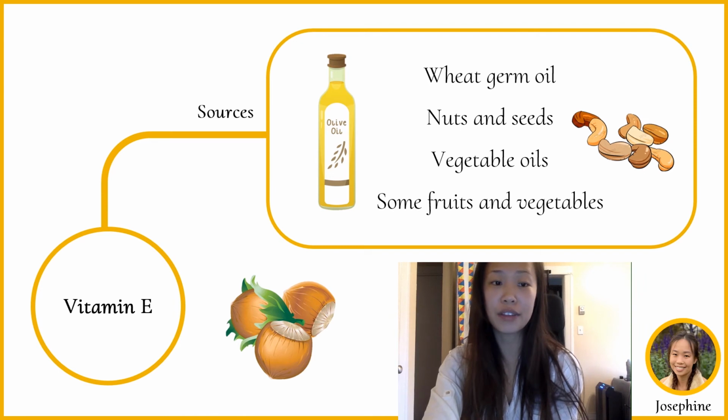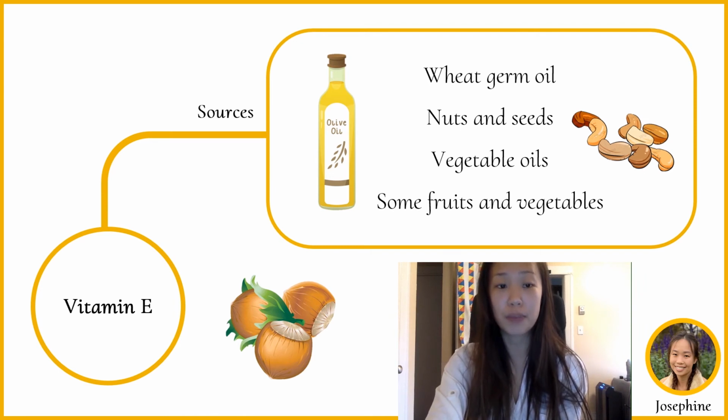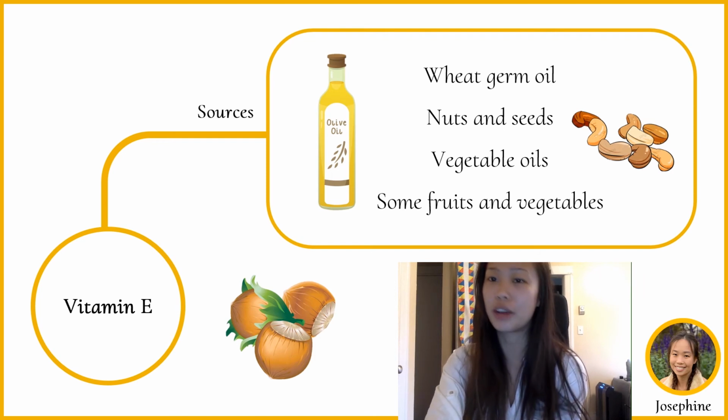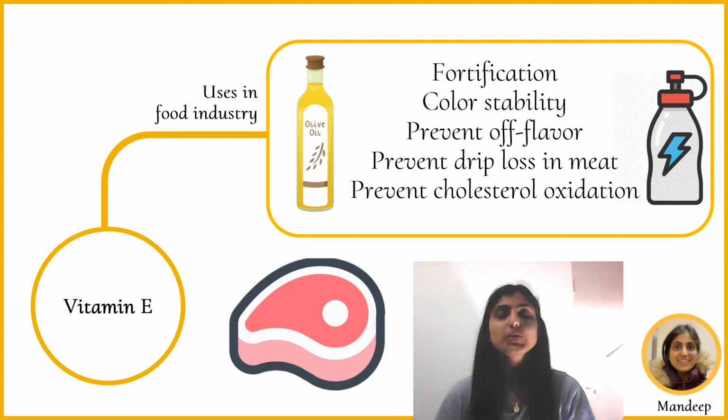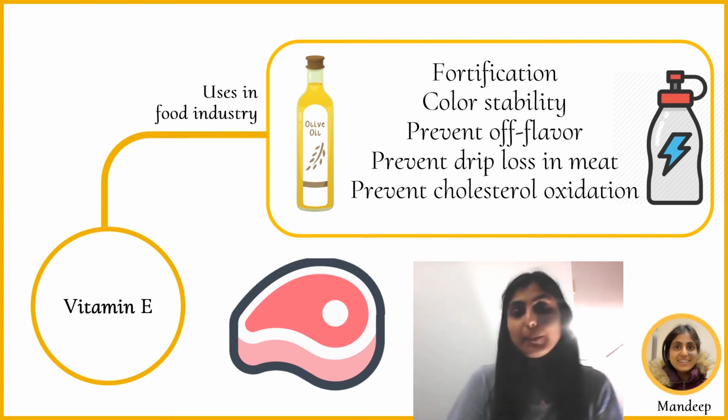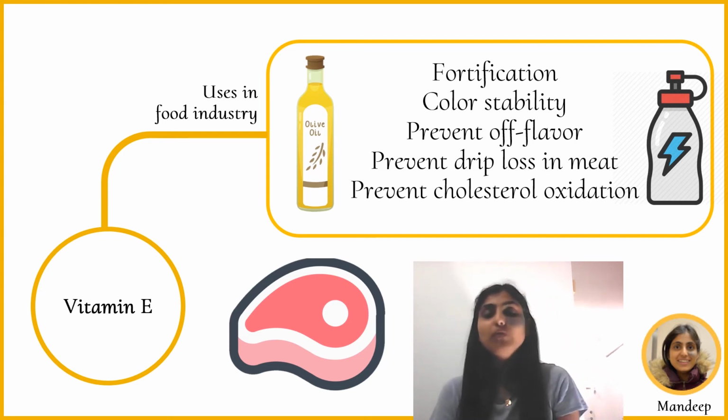Nuts, seeds, and vegetable oils are among some of the best sources of alpha tocopherol, and 1 tablespoon of wheat germ oil provides 100% of your daily value. So next is the uses of vitamin E in the food industry. Vitamin E acts as an antioxidant. Due to this property, it is used in vegetable oil because oils are very prone to oxidation. So to prevent the oxidation of the oil, vitamin E is intentionally used in the oil.